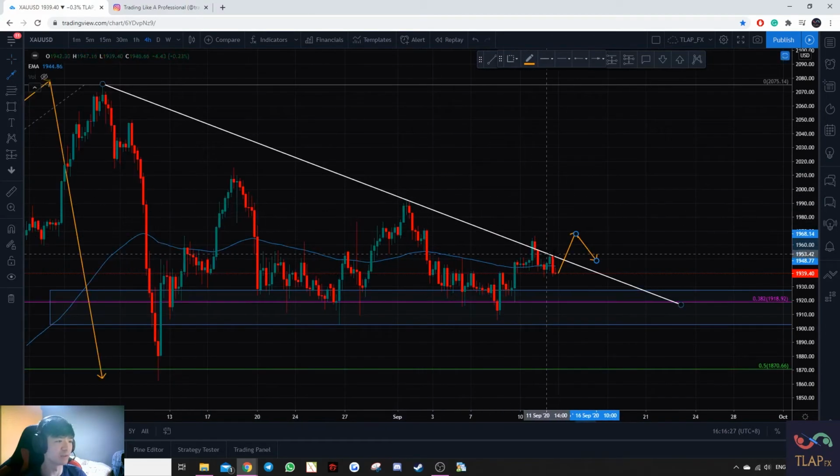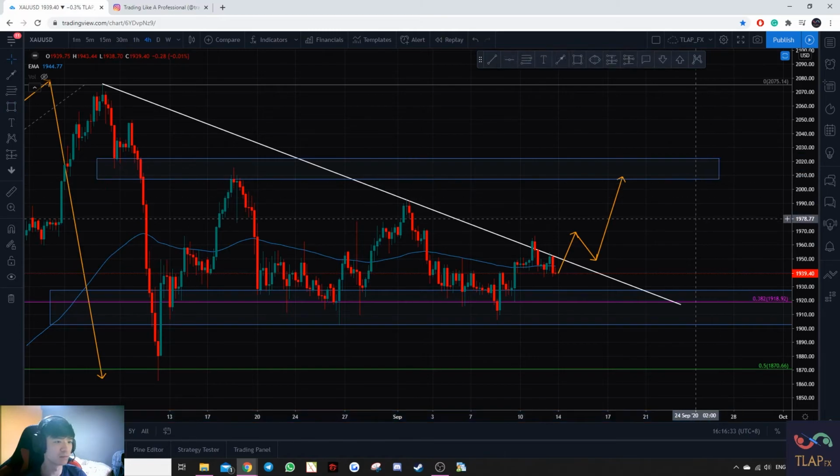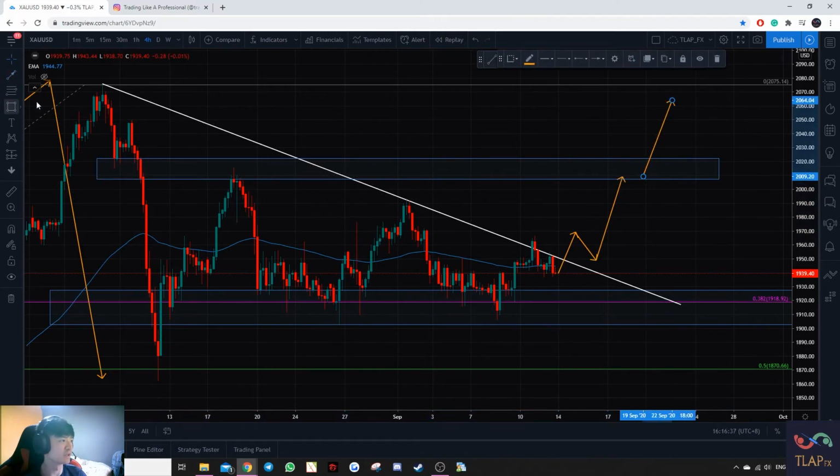Highly likely you can see gold going back to $2,000 again, and potentially retesting previous high.